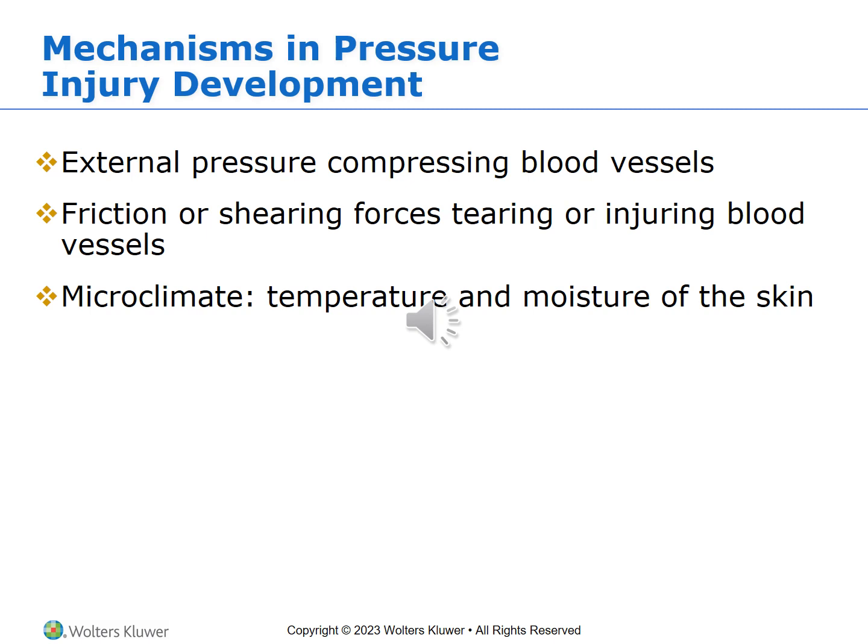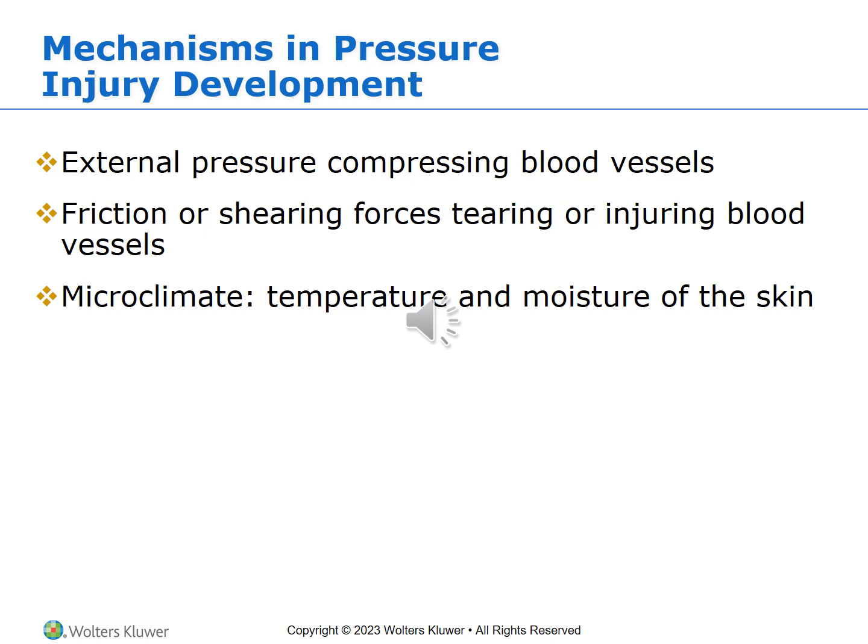And then this causes direct injury to the skin, usually superficial. Then we have our microclimate. Microclimate refers to the temperature and moisture or humidity of the skin that comes into contact with the supporting surfaces such as a bed or a device. So microclimate: temperature and moisture of the skin.